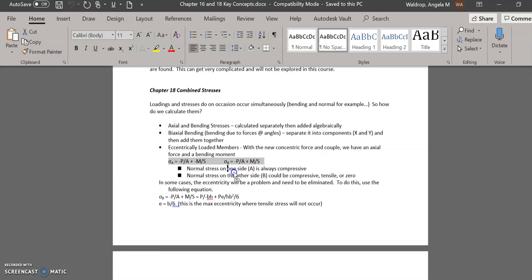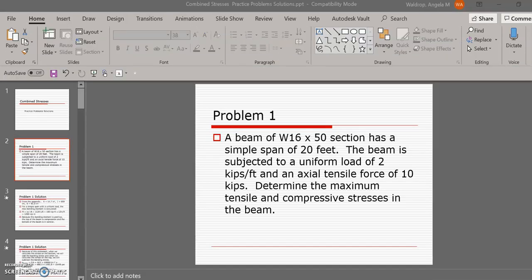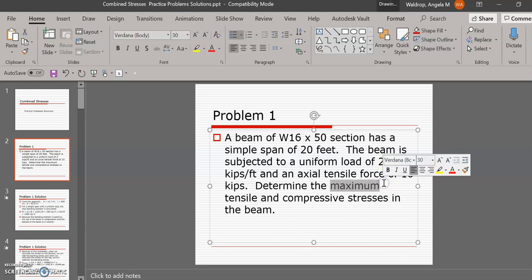Now, one thing you'll see here is that we've got to be very careful. One of these is negative, and one of these is positive in some cases. So basically, it's adding those numbers together, and you'll see that when we get into the PowerPoint. With this here, we have a wide flange beam of 16 by 50 section. It's got a simple span of 20 feet. It's subjected to a uniform load of 2 kips per foot and an axial tensile force of 10 kips. So I'm trying to pull it from its section with 10 kips of force, and I'm also bending it. So we need to figure out what the maximum tensile and compressive stresses are in the beam.